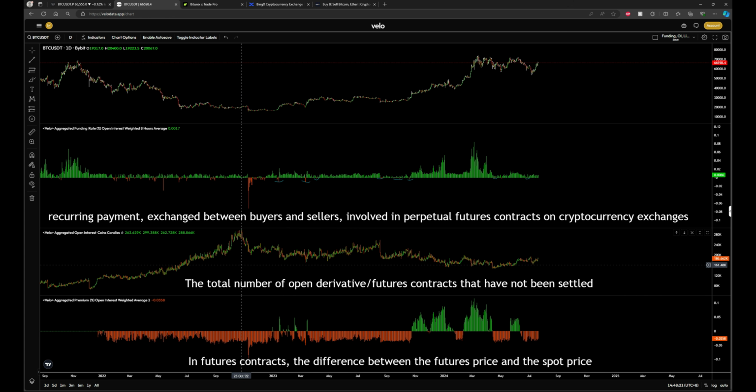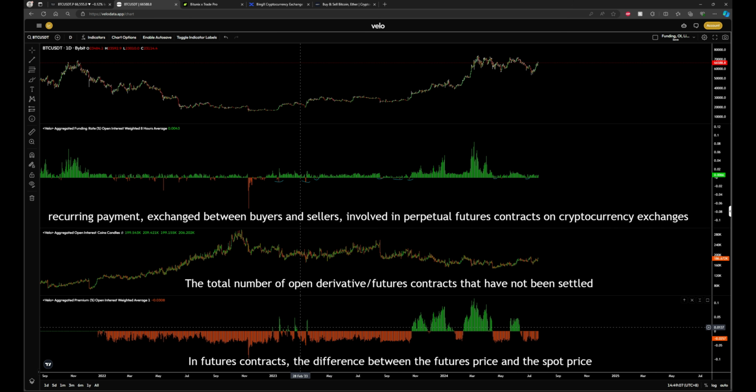Now, open interest. This is the total number of open derivatives and futures contracts that have not been settled. If you are currently in a long trade and it's not spot, for example, on Bybit you are in a trade on Bitcoin USDT and you are using leverage, or you're margin trading, trading futures or derivatives, you are part of open interest. Are you in a short position on Bitcoin? You're also part of open interest. So it's total shorts and longs that are currently open. We'll talk about how to utilize it in just a sec.